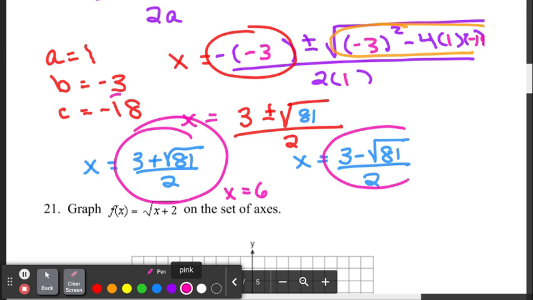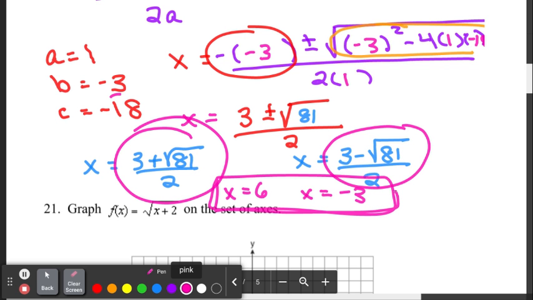And then do the same thing over here. 3 minus square root of 81, and divide that whole thing by 2. And you get negative 3. Make sure you simplify fully if you can.